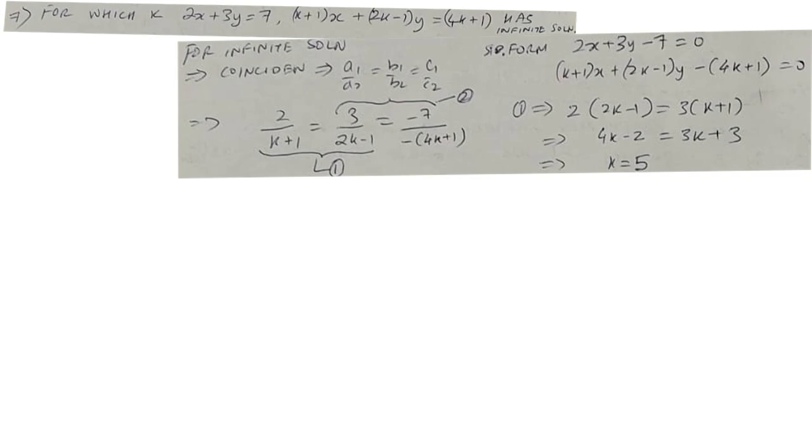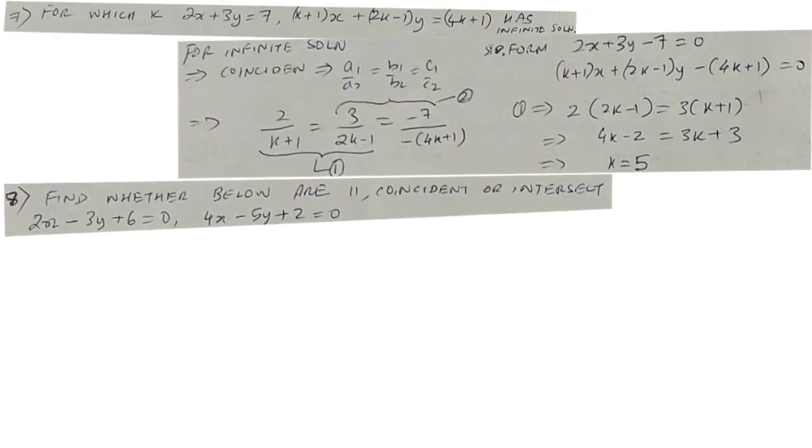Okay, now cross multiplying in equation 1, you get 2 into (2k minus 1) is equal to 3 into (k plus 1). So that is 4k minus 2, expanding brackets, you get 4k minus 2 is equal to 3k plus 3, or you get k is equal to 5. So just considering one equation has given you the value of k as the answer.